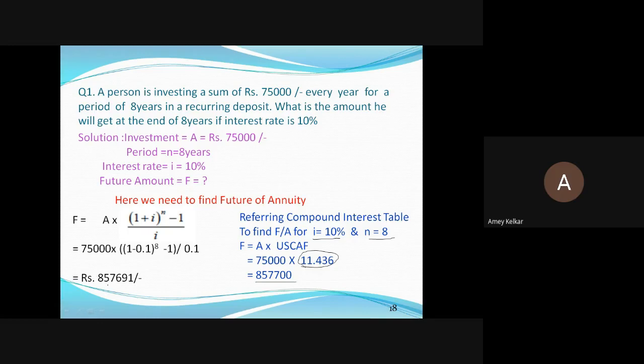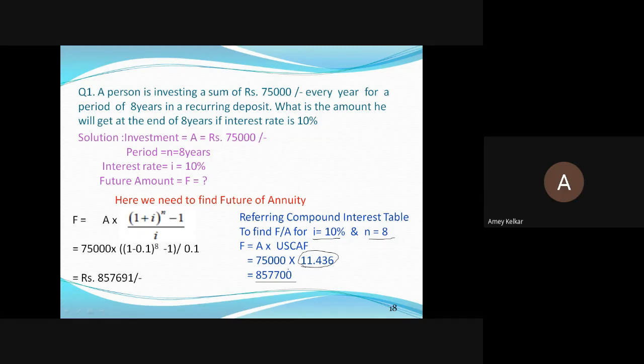So a bit of variation is there because this goes in detailed calculation, and if you increase again 2, 3, 4 digits, you'll get the exact number. But this is okay. So we got the answer as 8,57,700. So here we had the answer, same 8,57,691. Instead of 691, rounded up to 700.